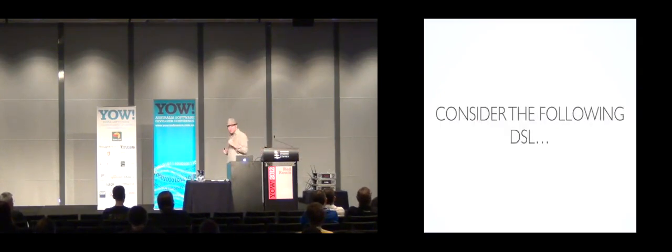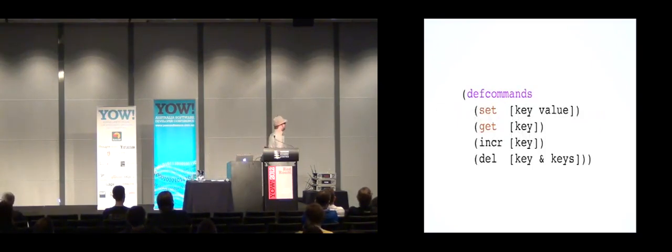We abstract this. We have Lisp. We have the wonderful power of Lisp. Let's just use it. That's what we're here for. So I want you to consider the following DSL. And this is where this whole thing just gets a lot more fun. So consider the DSL, def commands. We have a thing called set, and we have some arguments, a key and a value.